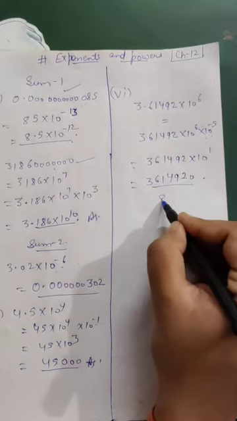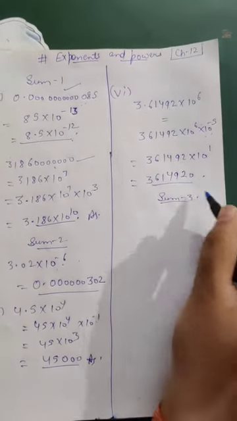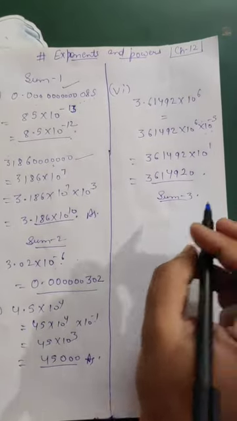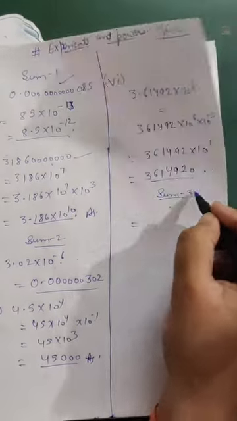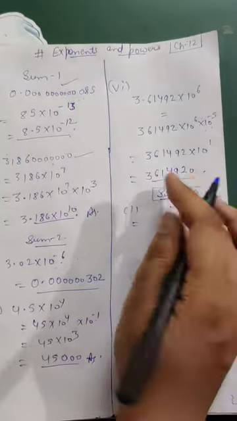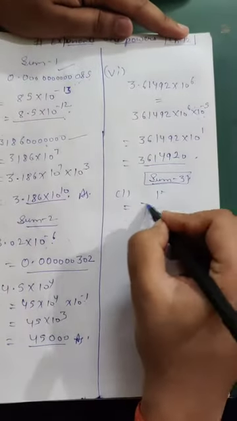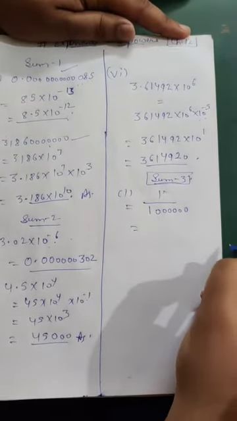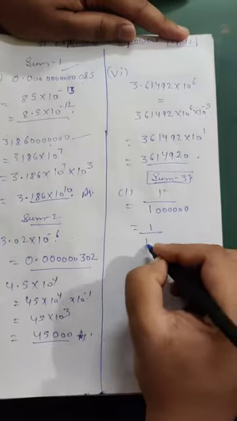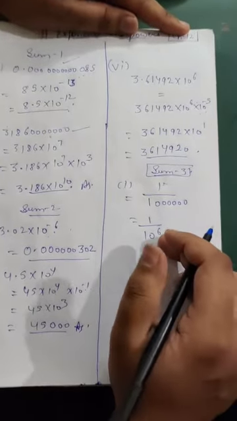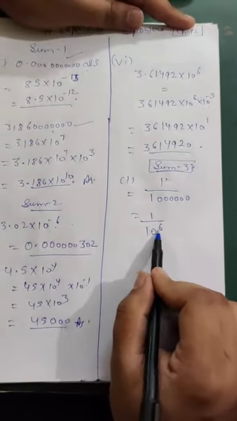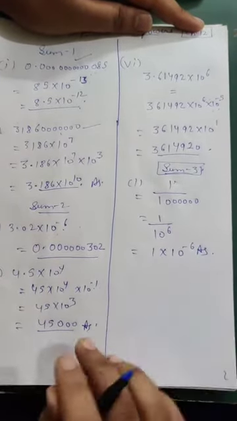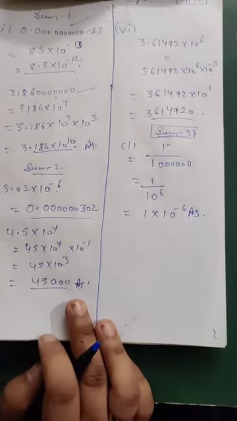Now similarly, in the sum third is given and we have to write it in the standard form. The question is: 1 micron is equal to, first part, 1 divided by 1, 2, 3, 4, 5, 6. So we have to write it in the standard form. So 1 divided by 10 raised to the power 6, and when it comes to the numerator, the sign of the exponent will change. So 1 multiply 10 raised to the power minus 6 will be the answer for this.